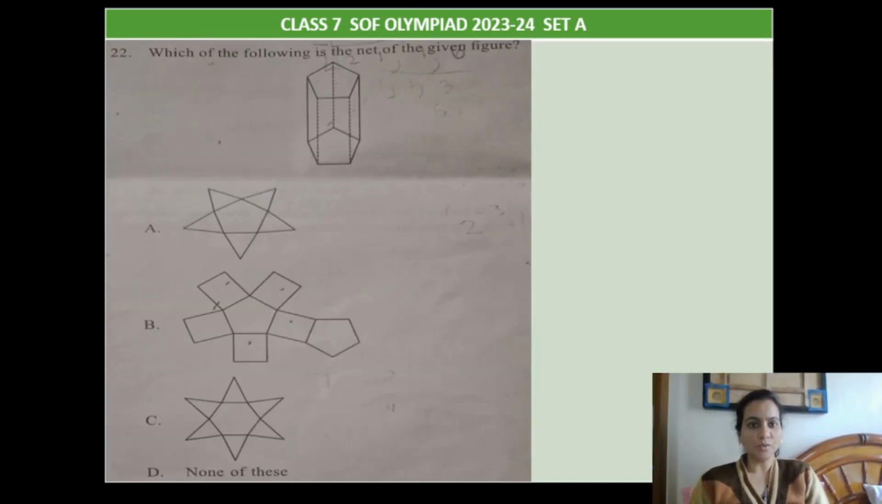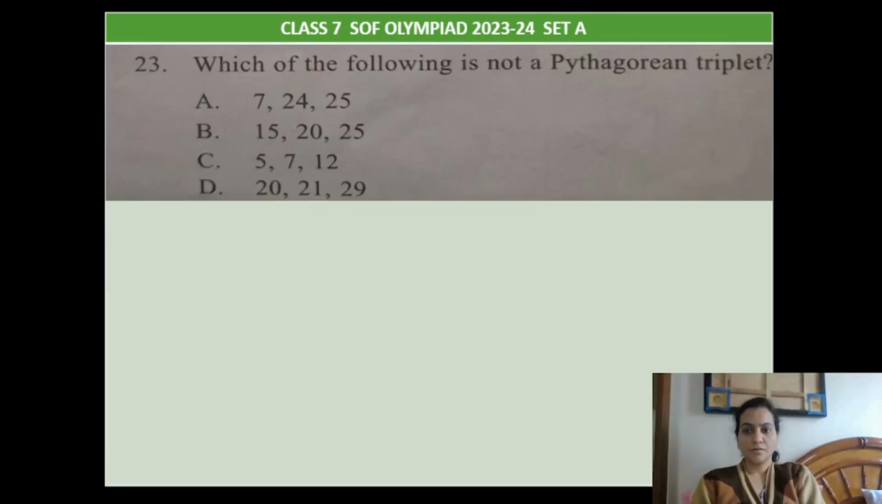Question number 22 says, which of the following is the net of the given figure? There is a pentagon at the top, and it is joined together with the pentagon below by rectangles on all the five sides. So if we see, option B is the correct net for this given figure.